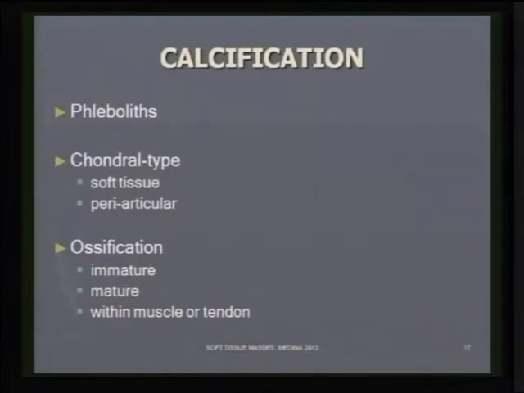We've mentioned phleboliths. As far as chondral type calcification is concerned, it's important to look at its location. It may be purely within the soft tissues, within muscle, but if it's periarticular, then the differential diagnosis changes, and we're usually talking about synovial chondromatosis when we see calcification adjacent to a joint. Ossification can also be of different types. It may be very immature, it may be well-formed and mature, and it can occur within muscles or tendons.